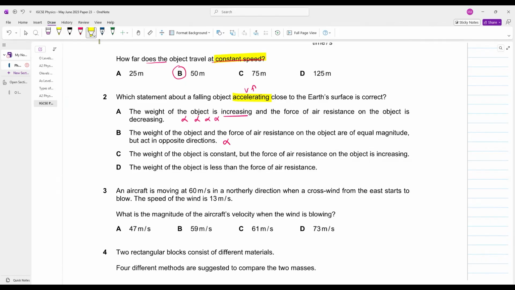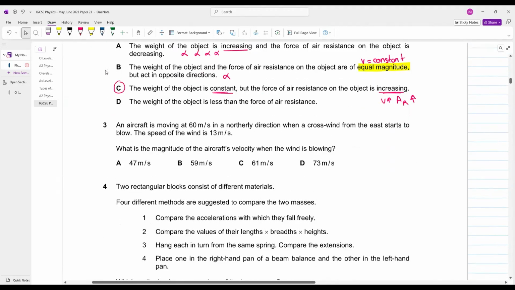If your weight and force of air resistance become of equal magnitude, what happens? Your velocity becomes constant. But here can you realize your velocity is increasing? That's not possible. The weight of the object is constant but the force of air resistance is increasing. This is possible. Beta, your object's weight always remains constant. Your air resistance force can increase. Why? Because as your velocity is increasing the force of air resistance also increases. C is your answer. Perfect.